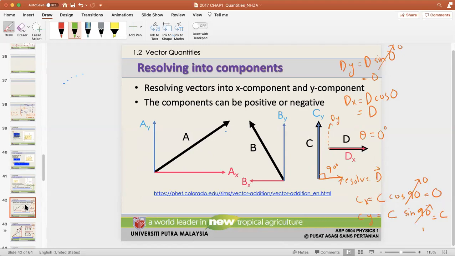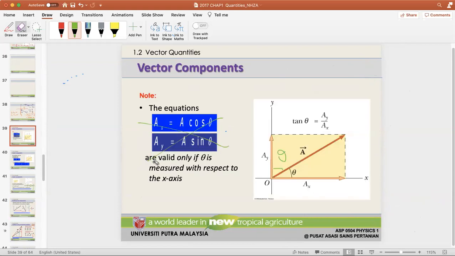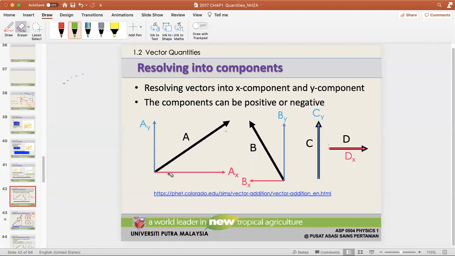Okay, this one. Okay, let's talk about this one. I told you before we discussed dalam slide, in the previous slide, kejap tengok balik slide tu. Okay, this one. This equation is valid only if theta is measured with respect to the x-axis. Meaning to say, the conventional way to do this is always, the theta should always be with respect to the x-axis, right? Okay, so let's take a look at this one.